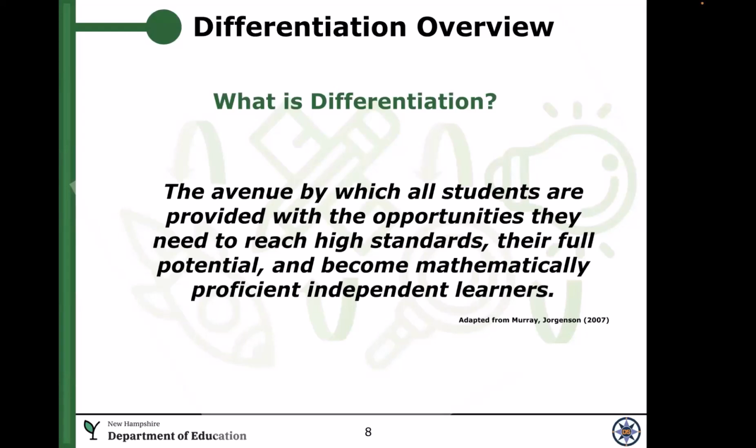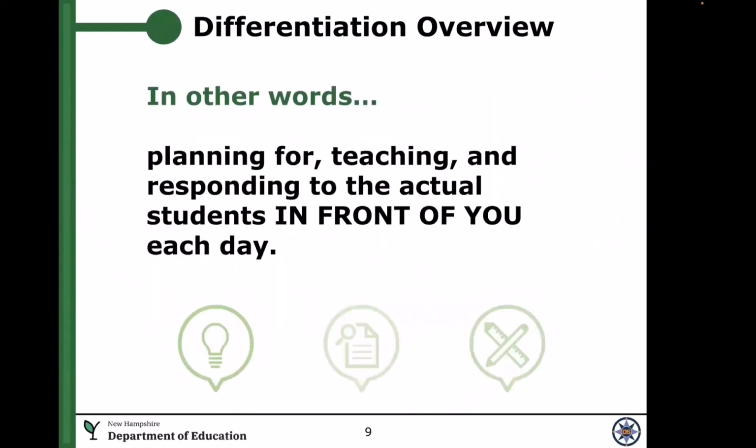We can't lower those standards. So really what we want to make sure that we're doing is keeping those standards high and making sure that everybody is reaching their full potential. And today we're talking about math. So we want them to be independent and proficient learners. So we're planning for teaching and responding to the students in front of you each day.